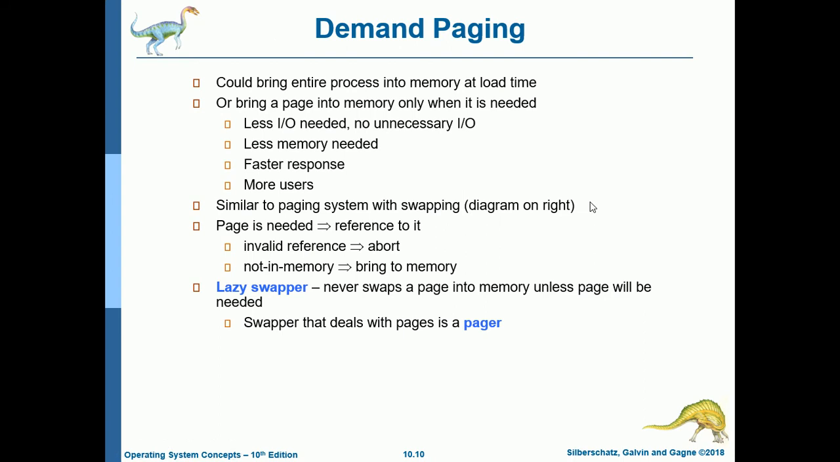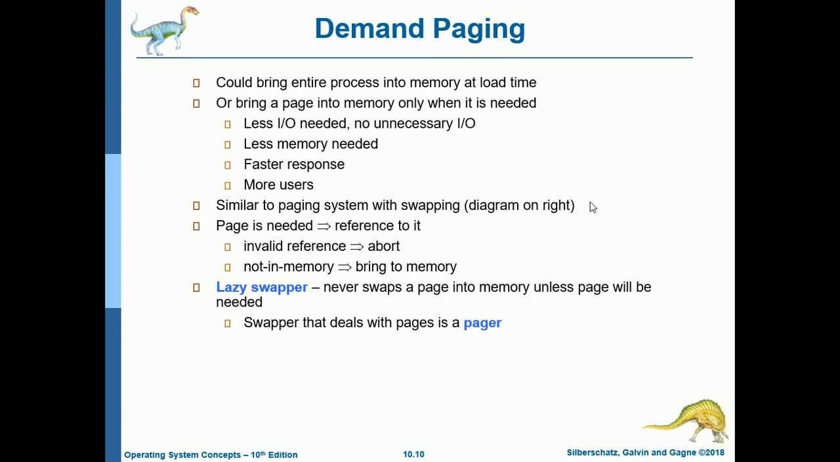Okay, next we have demand paging. We could bring the entire process into memory at load time, or another option is to bring a page into memory only when it is needed. The benefit of that is less I/O needed, no unnecessary I/O, less memory needed, faster response, and more users. It is similar to a paging system with swapping. We'll see the diagram later.